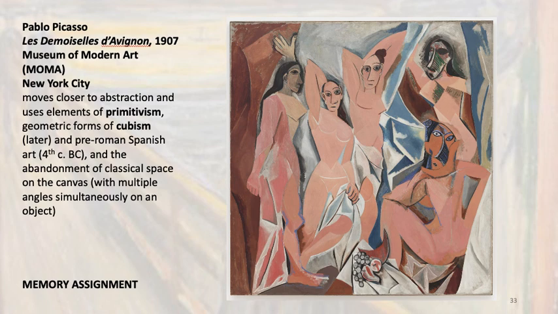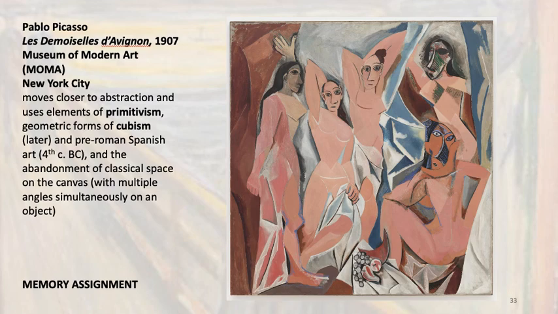He's using elements of so-called primitivism and the geometric forms of cubism, and even pre-Roman Spanish art from the 4th century before the Common Era, and he abandons the classical space of the canvas with multiple angles simultaneously on the same object. So it's almost like you're seeing all around the object.